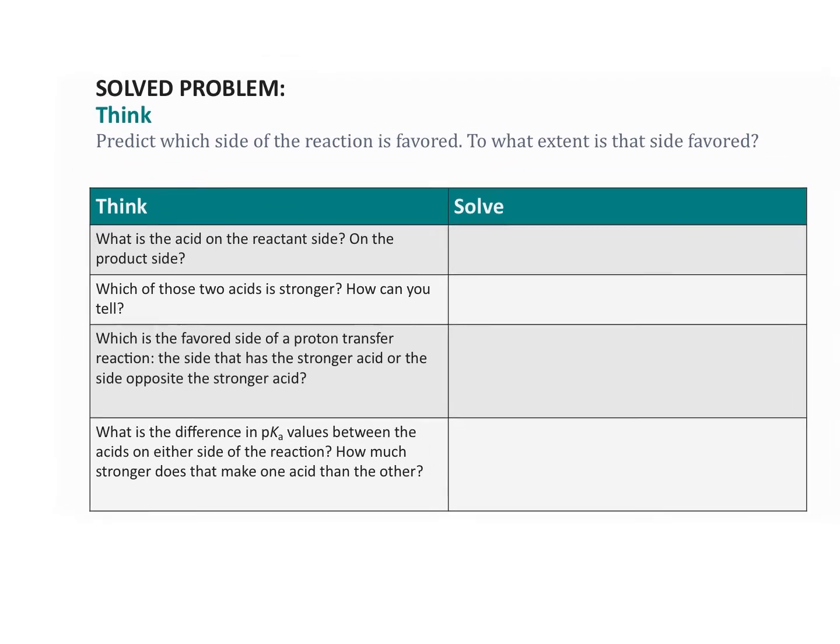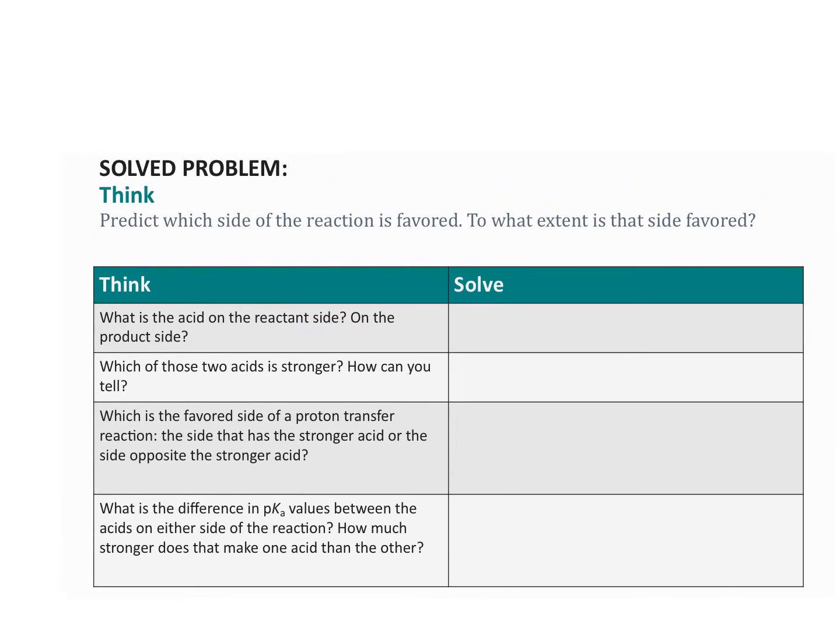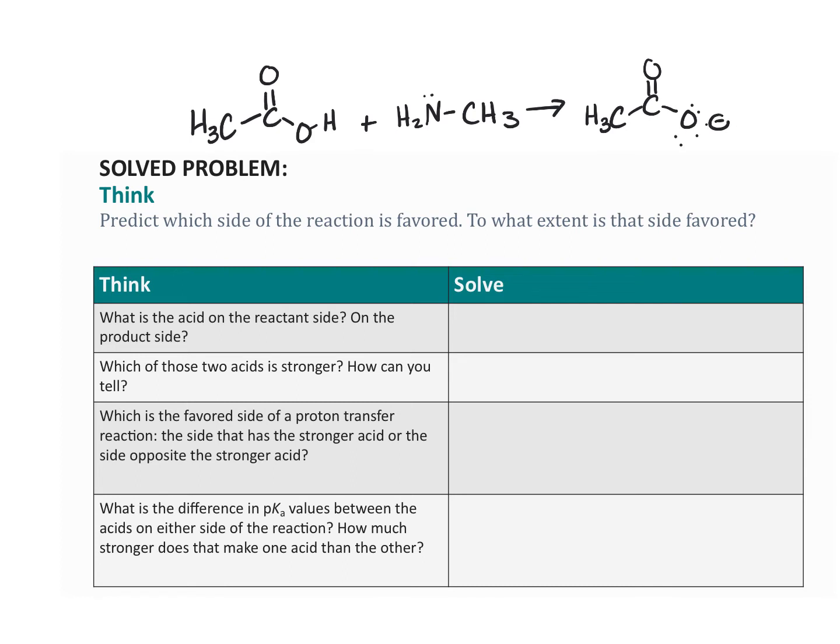It says predict which side of the reaction is favored and to what extent is that side favored. And I left out the reaction. So let me supply you with the reaction here. It is H3C, C double bond O, OH plus H2N, CH3 goes to H3C, C double bond O, O minus plus H, NH2 plus CH3. All right.